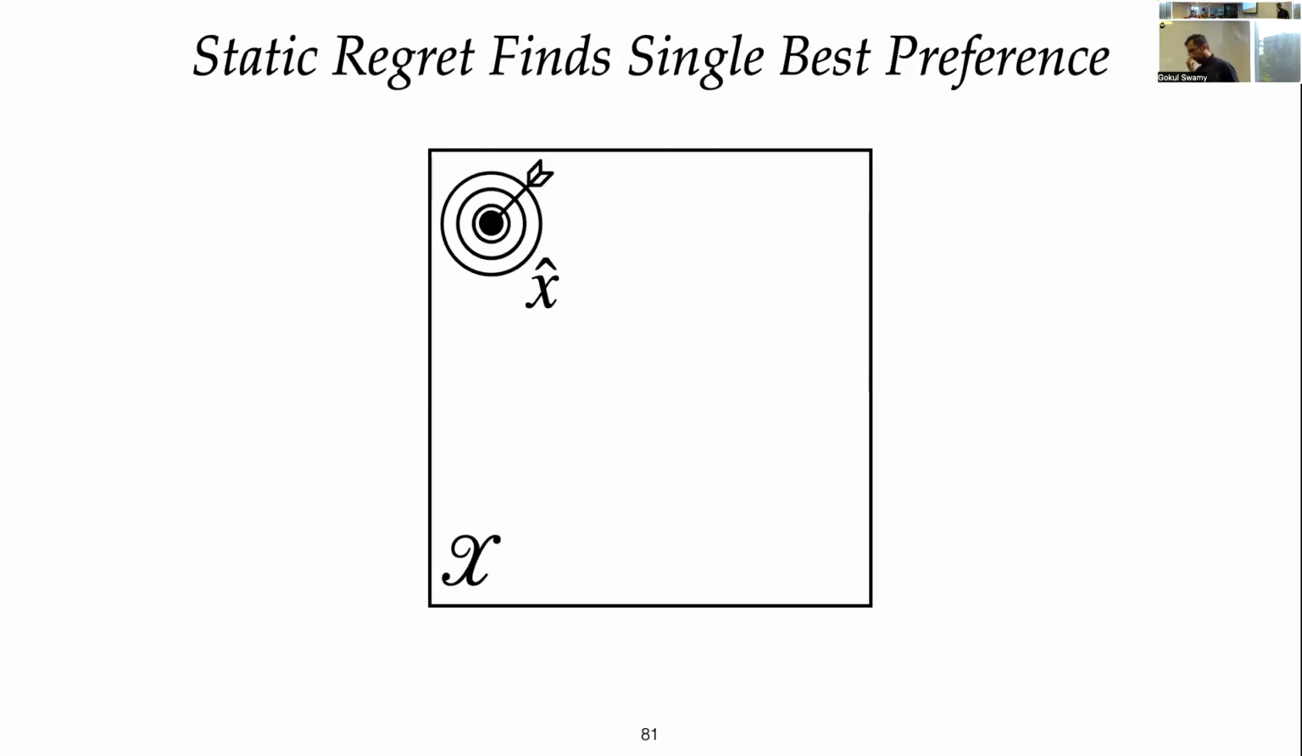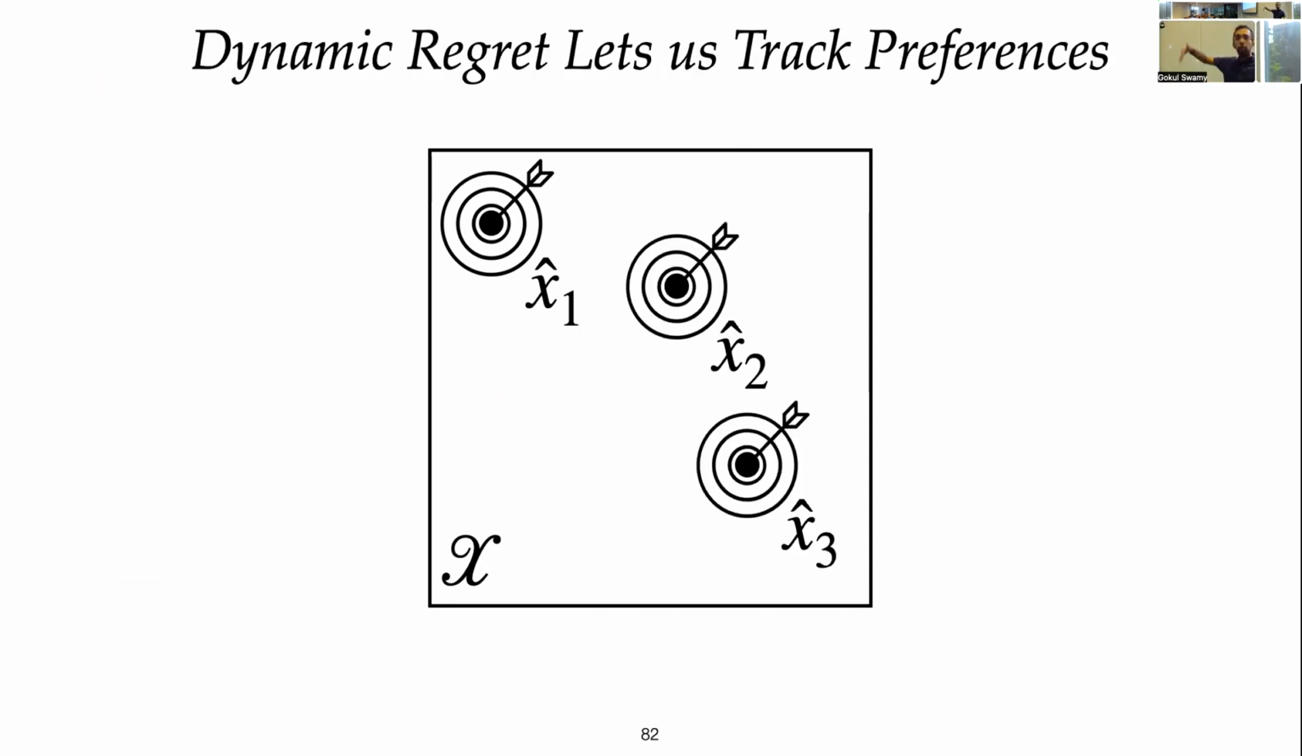The issue is that a static regret algorithm competes against the best single option in hindsight. This means it would find the best estimate of their preferences over all the data, which is not what we want. We know the preferences are actually evolving over time. So rather than competing against a single fixed preference, we want to dynamically track how preferences evolve over time, which means we can't run a static regret algorithm. We have to run a dynamic regret algorithm.